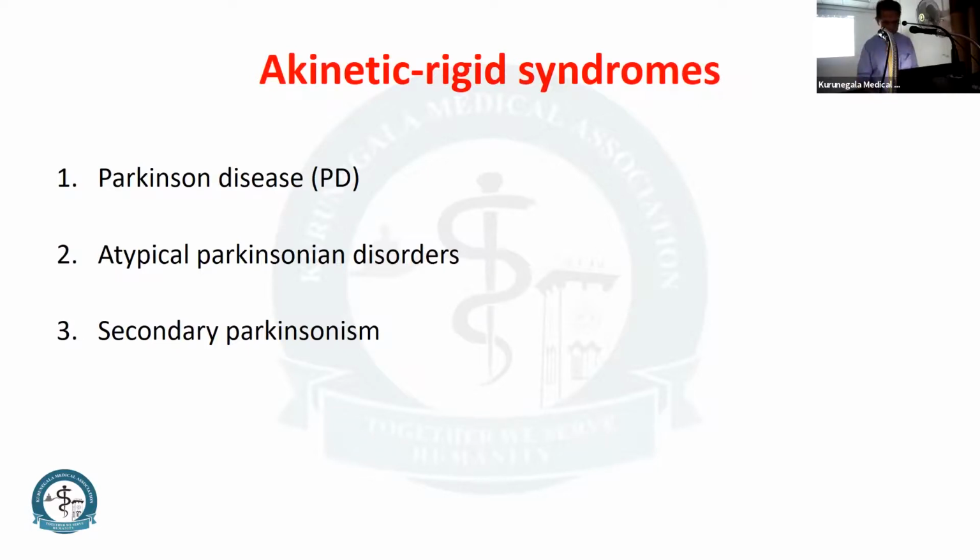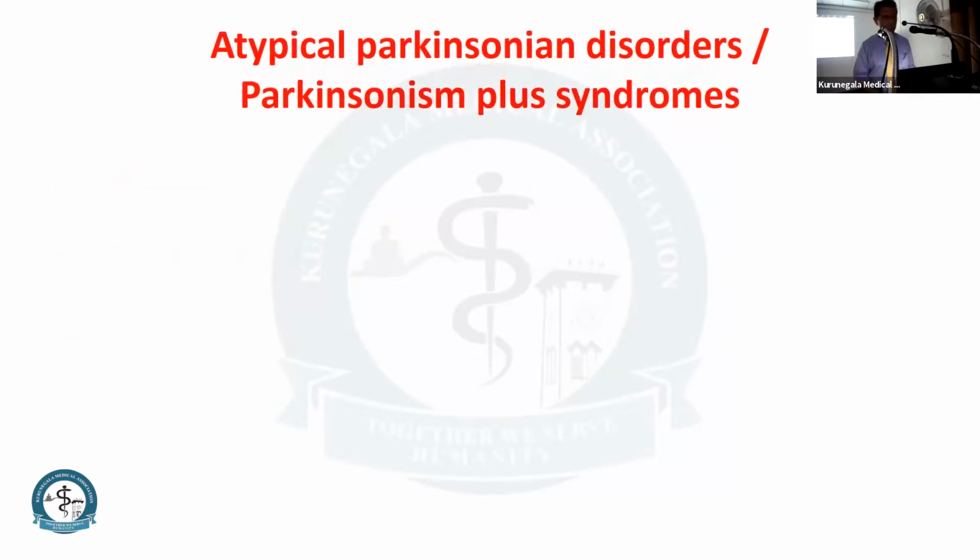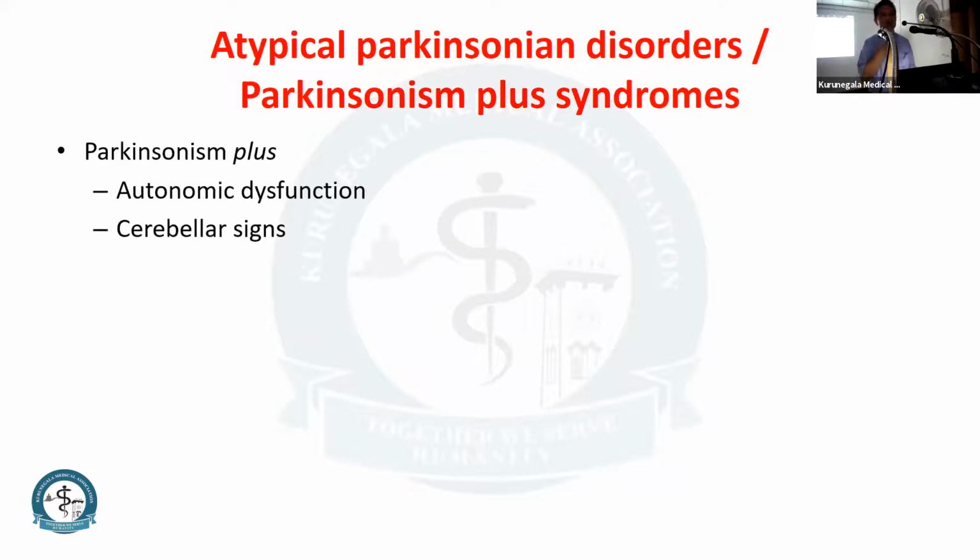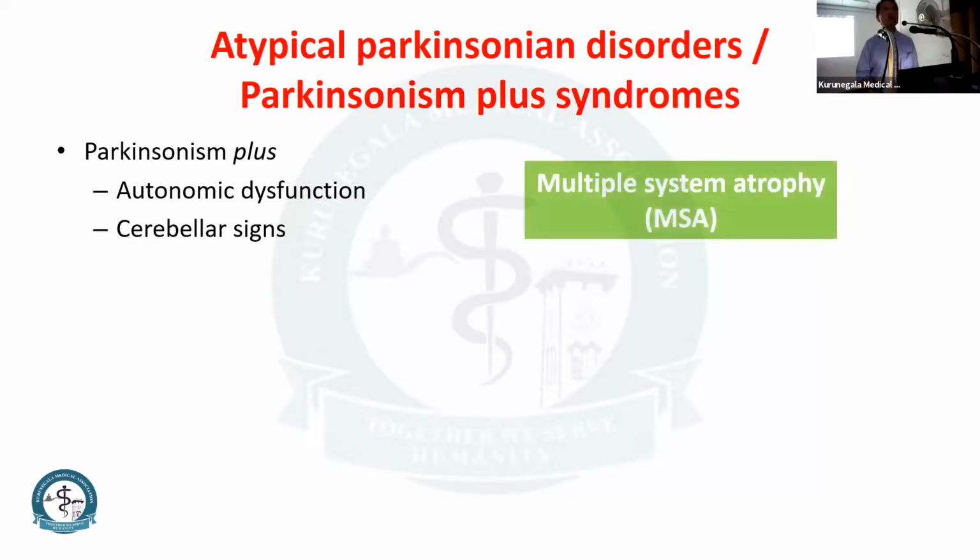just to tell you how to differentiate. Now I have told you how to diagnose Parkinson's disease. Right. Atypical Parkinsonian syndromes are also known as Parkinsonism plus syndromes. That means you have Parkinsonism, just like Parkinson's disease, but there's something more neurological. That is why it's called Parkinsonism plus something else. What is this something else? If you have Parkinsonism plus autonomic dysfunction and cerebellar signs, then it is called multiple system atrophy.